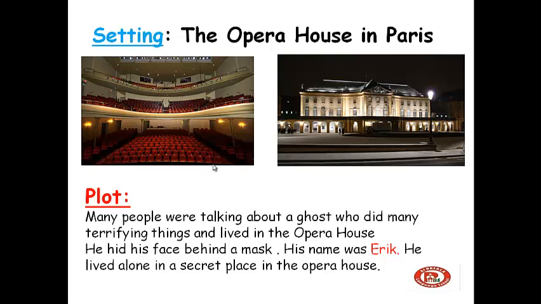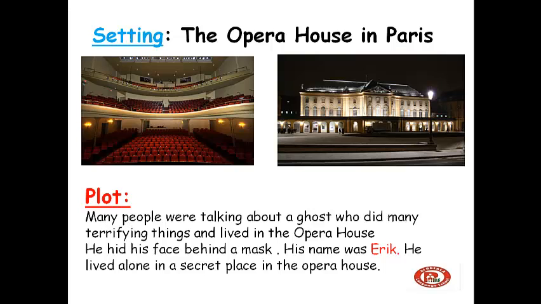So, what is the plot? The plot is the story of the novel. What is the story of the novel? What does it talk about? Many people were talking about a ghost who did many terrifying things and lived in the opera house. So the setting is in the opera house, and the people in the opera house said that there was a ghost in this place. He lived in this place and he did terrifying things. What's the meaning of terrifying things? Things that make you feel afraid, right?